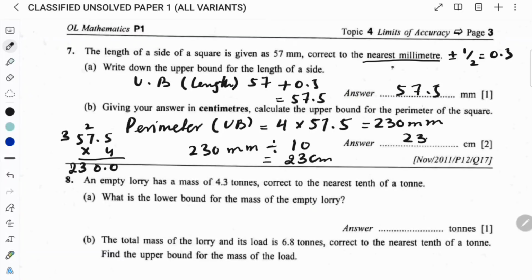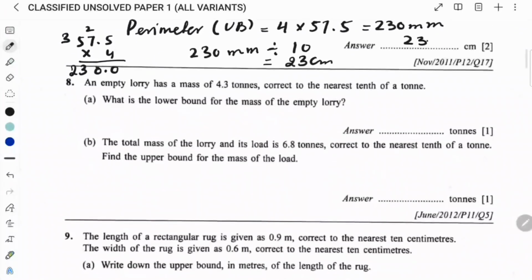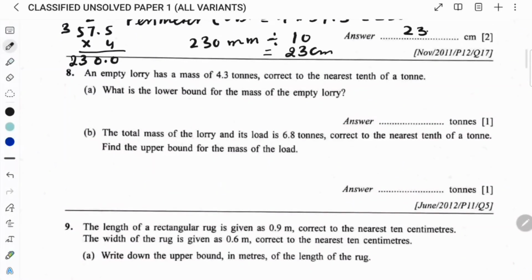All right, now the next question. An empty lorry has a mass of 4.3 tons.